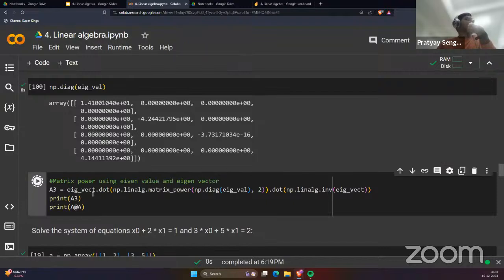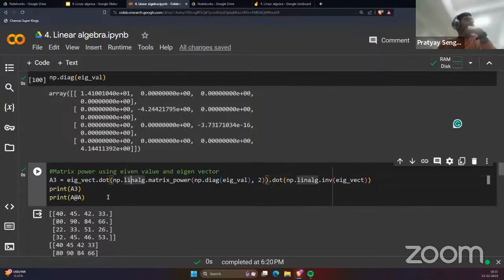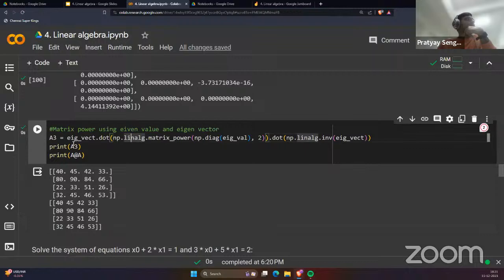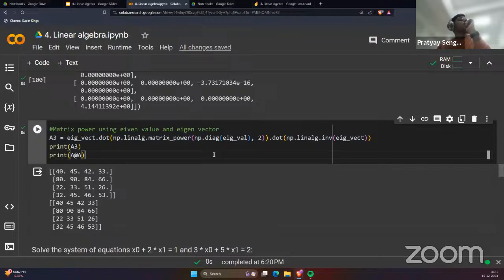So this shows that you can also calculate the power of a matrix using the eigenvalue and eigenvector. So both are coming out similar. So there are multiple ways to calculate the same thing. You can use your own formula, or you can use the linear algebra basic formula from numpy.